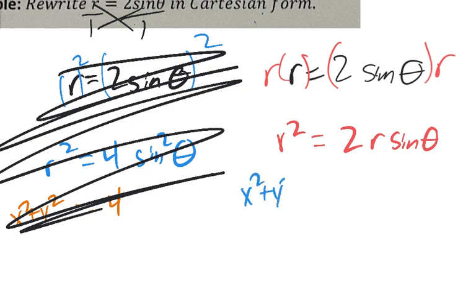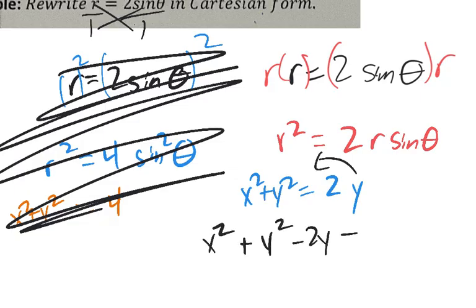X squared plus y squared equals 2y? And I think you just leave it like that. No. We're going to move this over. X squared plus y squared minus 2y equals 0. Now I need to get this into circle form, so I need to complete the square.